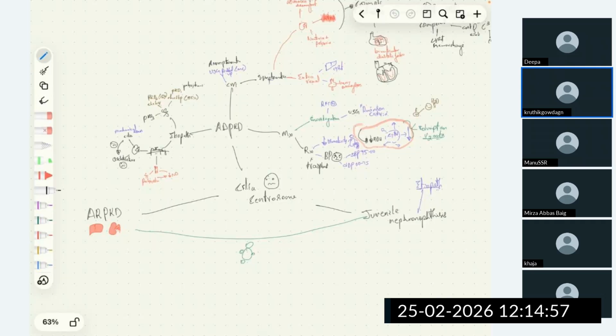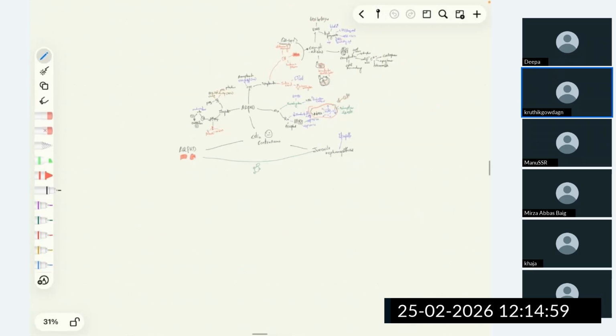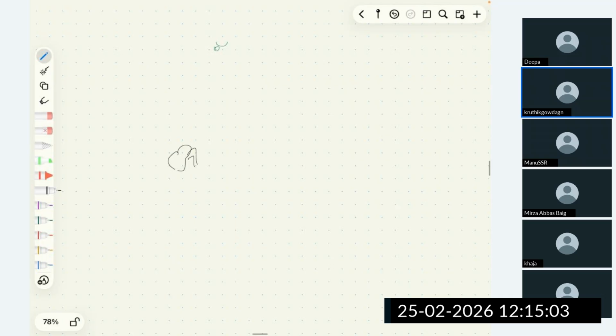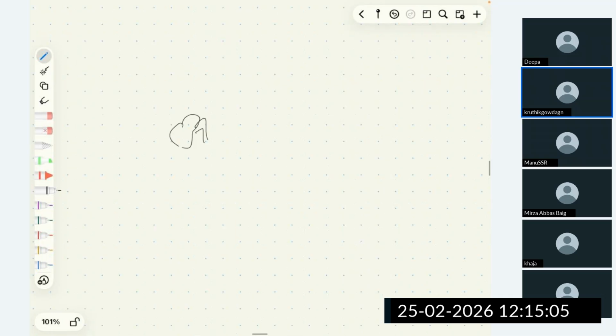The cystic diseases of kidney. The name itself tells that there are cysts in kidney. It's a familial disease. There are importantly two types. Polycystic kidney disease is of two types, that is autosomal recessive polycystic kidney disease and autosomal dominant polycystic kidney disease.